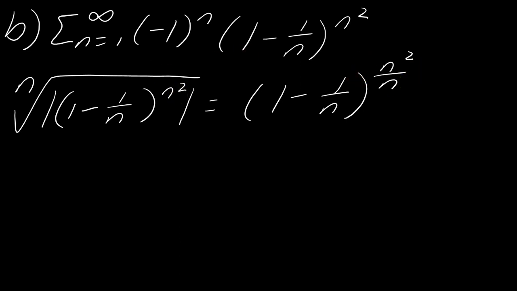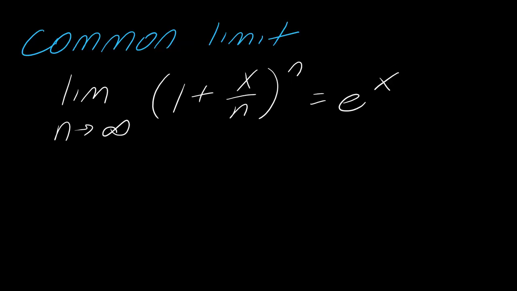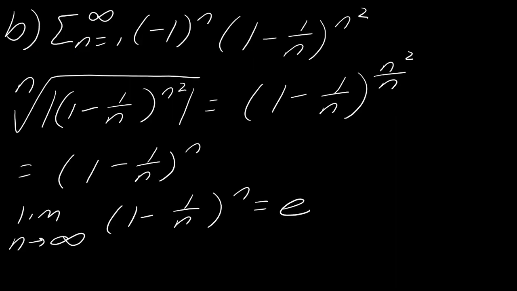This allows me to rewrite this as 1 minus 1 over n, to just the n. Then I take the limit as n approaches infinity. There are a few different ways to do this, but in our class we've talked about a few common limits. This is one of the common limits where my x in this case is equal to 1. So the value of this limit will just be e to the 1, or just e.